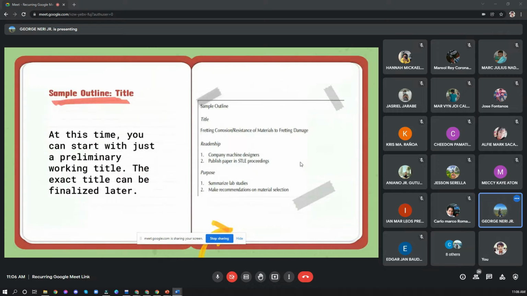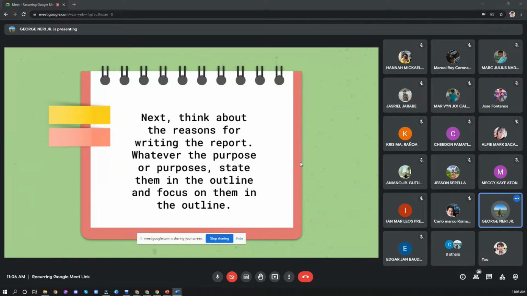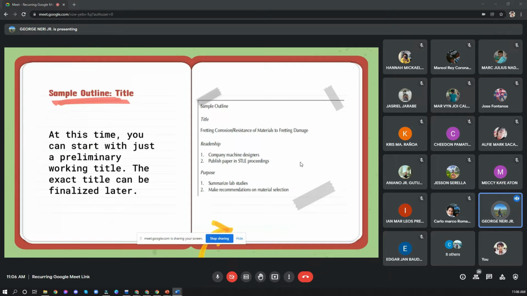Next, think about the reason for writing the report. Whatever the purpose or purposes, state them in the outline and focus on them in the outline. So, sample outline, title. At this time, you can start with just a preliminary working title. The exact title can be finalized later. As you can see in the sample outline, they have a title, readership, and purpose.